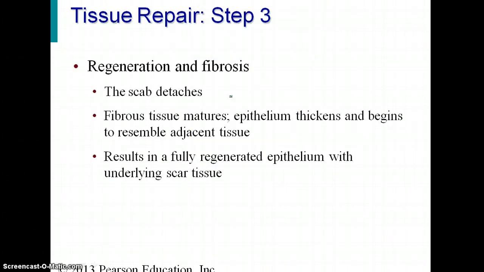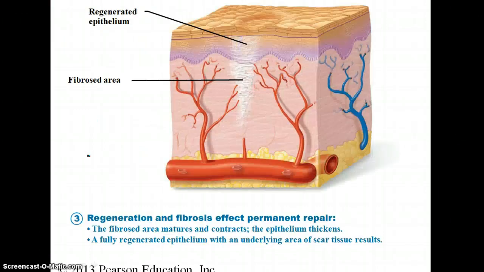In step 3, we have regeneration and fibrosis. So the scab is going to detach. You have fibrous tissue that's going to mature. So the epithelium thickens and begins to resemble the adjacent tissues and results in a fully regenerated epithelium with underlying scar tissue. And you can actually have more scar tissue depending on the extent of the damage.